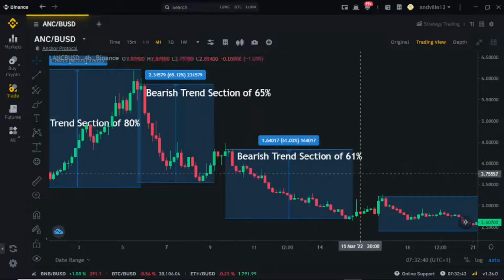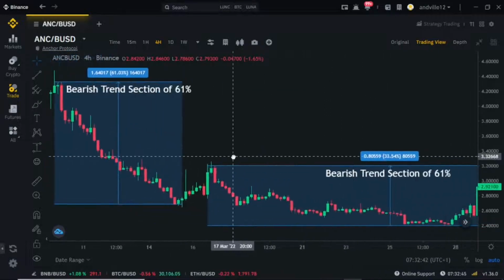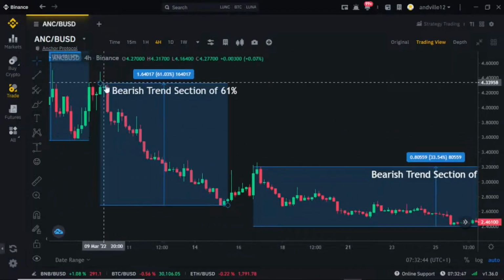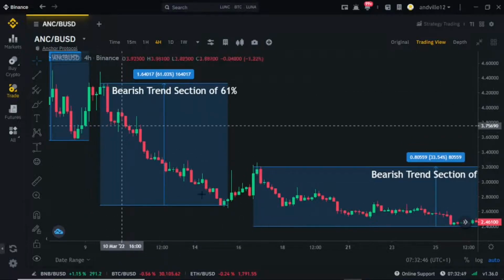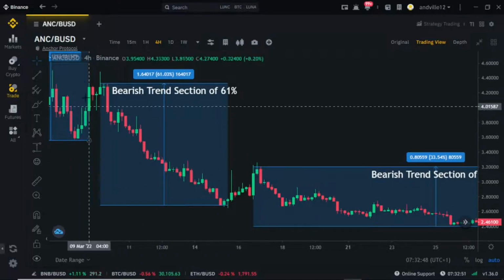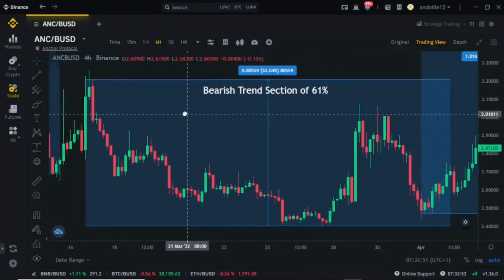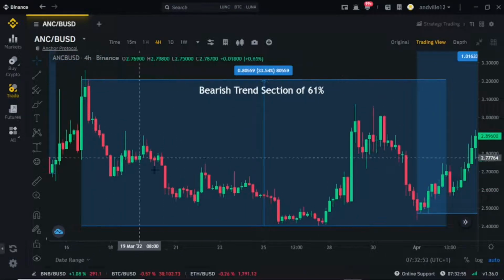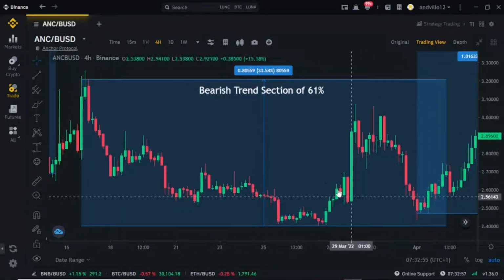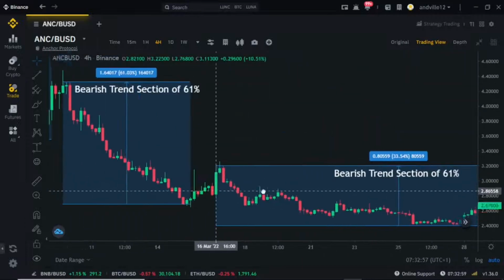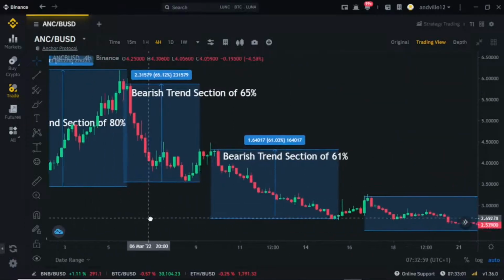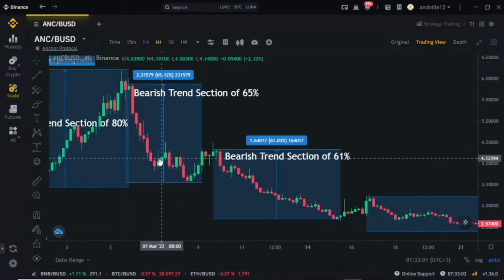So as you can see on the candlestick price chart data, the bullish trend section and the bearish trend section of price action, it's ranging from 40% to over 1000%. The question is, how much money can you potentially make as profit going long on the bullish trend section and going short on the bearish trend section?